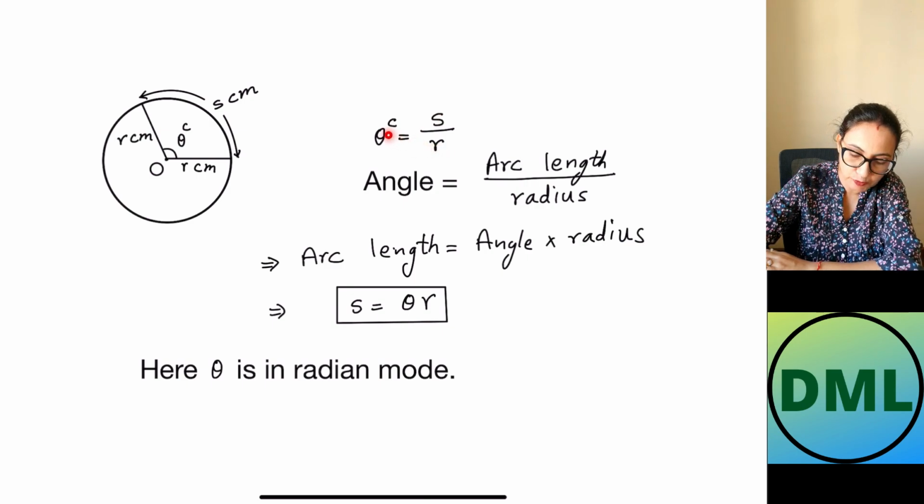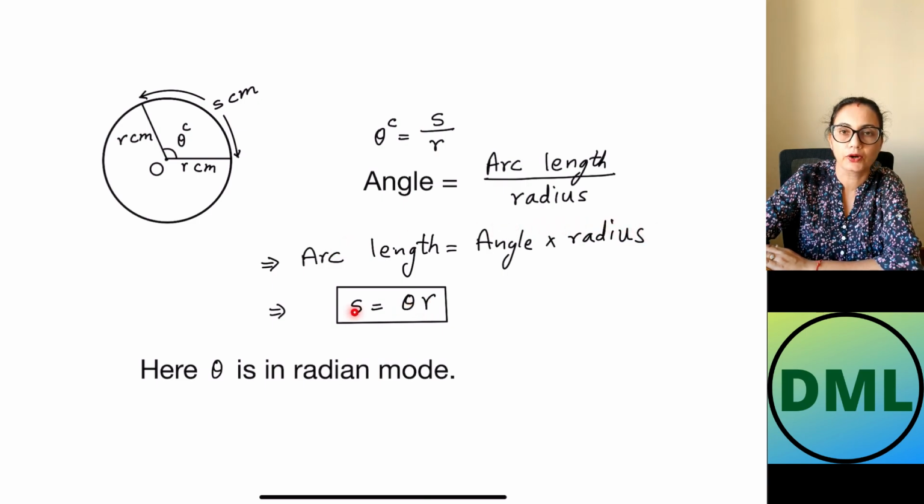If I do the cross multiplication on this side with r, my value for s is equal to theta r. What is s? S will show you the arc length. Arc length is equal to theta, which means angle, multiplied by r, the radius. So this is going to help us to find out the angle or the radius or the arc length of the sector. Theta is in the radian mode.